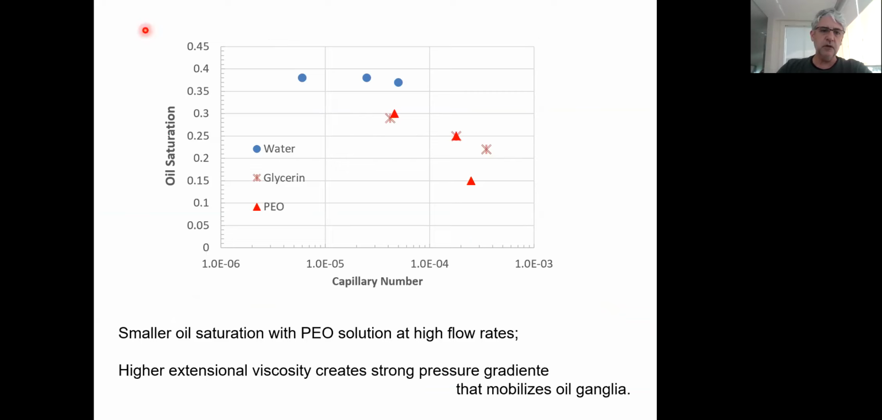We can map this oil saturation as a function of capillary number for these different solutions. We can clearly see the water phase gives a higher oil saturation. The glycerin solution shows the same residual oil saturation as the PEO solution at the lower flow rate, but at the highest flow rate explored, the residual oil saturation of the PEO solution is much smaller than that of the glycerol solution. This difference is associated with the viscoelastic effect, with the higher extensional viscosity associated with the flow of the polymer solution.